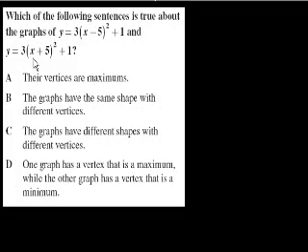We're on problem 36. It says, which of the following sentences is true about the graphs of y equals 3 times (x minus 5) squared plus 1 and y equals 3 times (x plus 5) squared plus 1? So let's do something very similar to what we did in the past. And if you think about it, both of these equations, y is going to be 1 or greater.